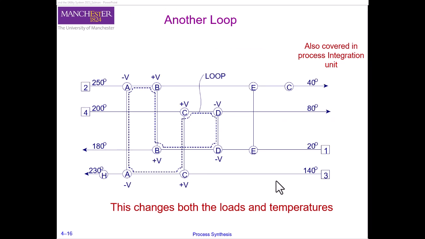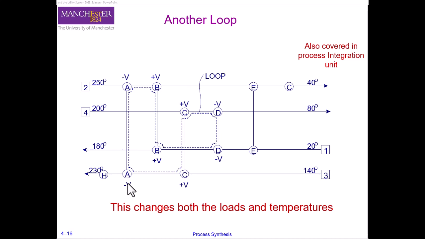So here you can see the same network again, but with another loop that is highlighted here, okay. And again, what we are doing is that we are trying to shift our load from one exchanger to another exchanger while keeping the overall energy consumption of this loop the same. Okay. So again, if we start at this point A here and we reduce it by minus V, to keep it balanced, we have to reduce it on this side as well.